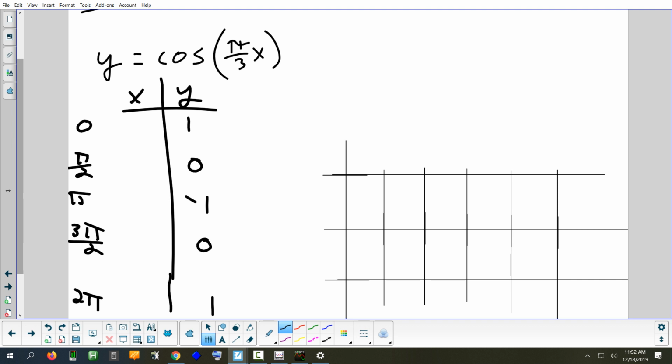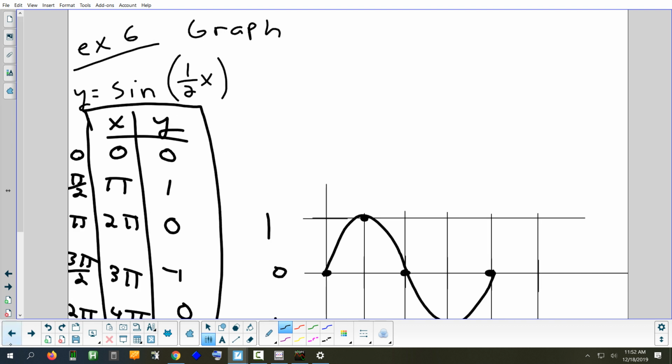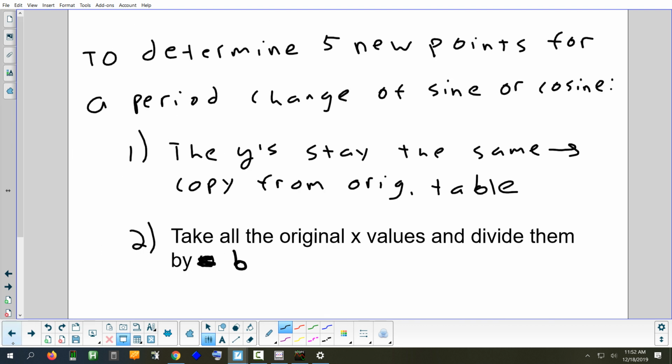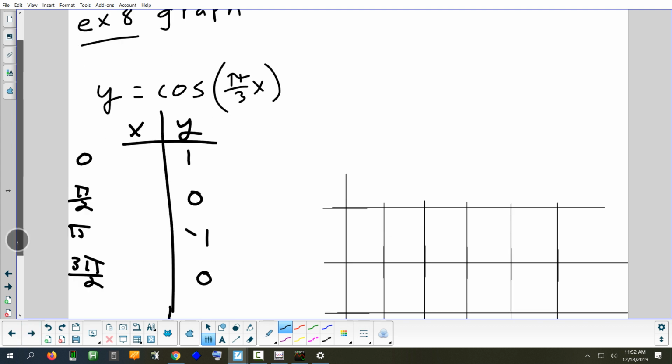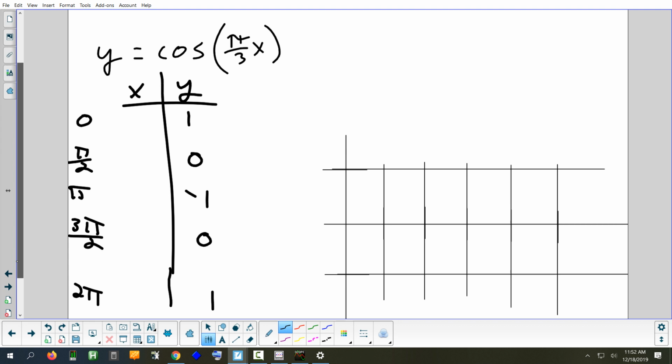Just say it the way the directions said it in the notes. And then we'll see if we can make it simpler. Multiply by pi over 3. So take all original x values and divide them by b. Divide them by pi over 3. Going to divide them all by pi over 3. Now that's kind of confusing. What's another way to say divide by pi over 3?